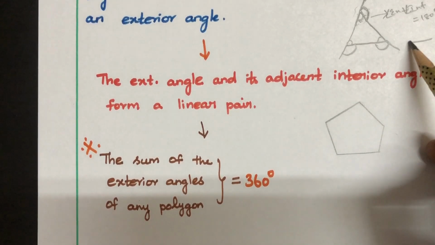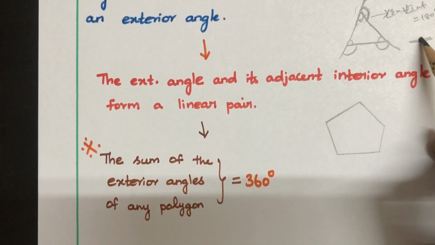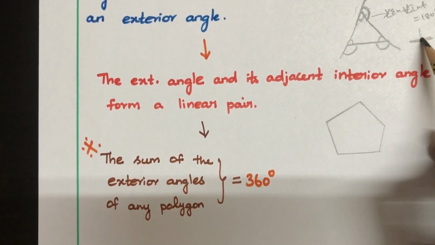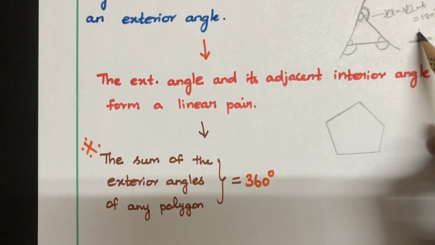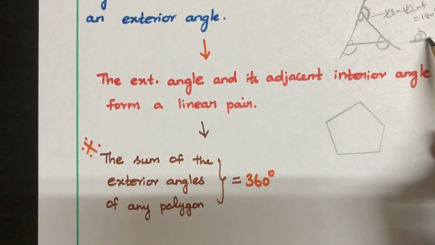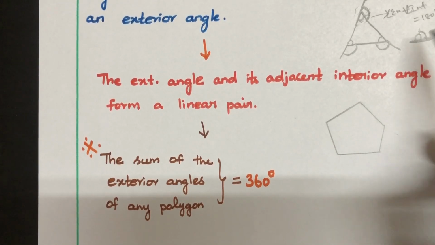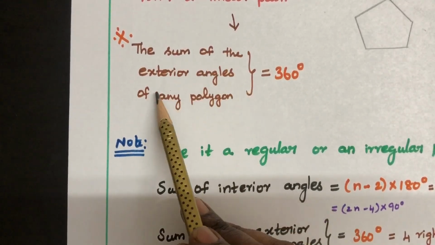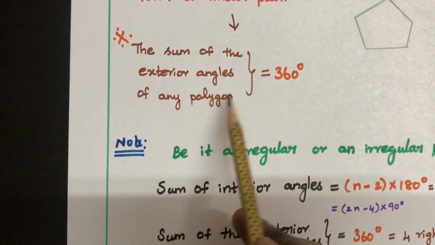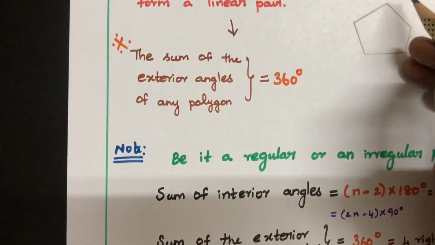Linear pair means what? If there is a straight line and another line stands over it, the adjacent angles, that means the next angles formed, are a linear pair. Okay, these two angles are a linear pair. The addition of these two angles is always 180 degrees. The sum of the exterior angles of any polygon is 360 degrees. See, this is a pentagon.